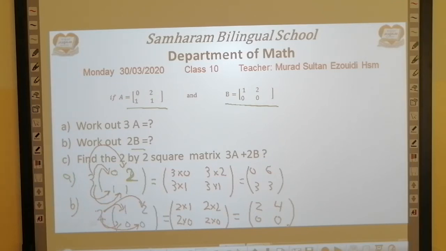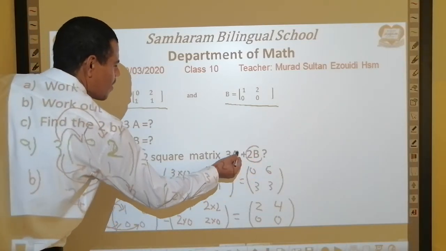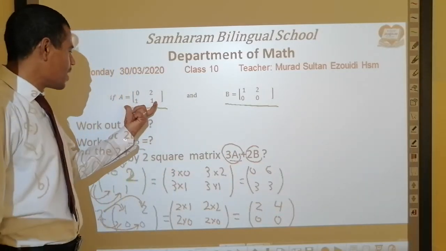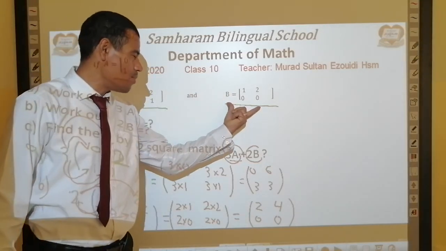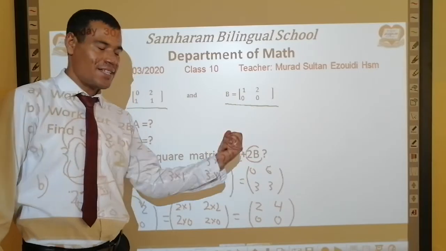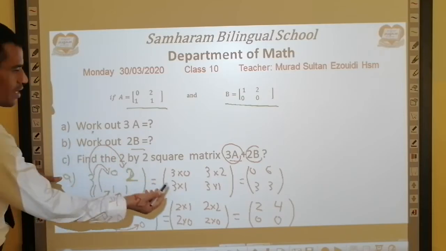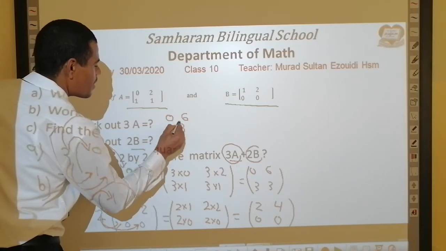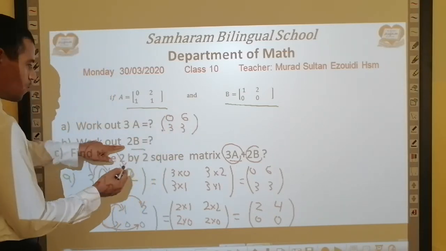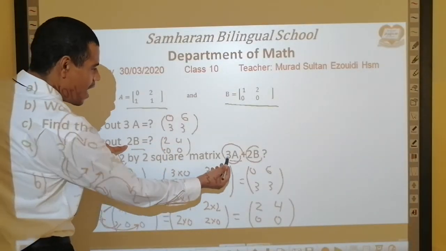Okay, now, find the 2 by 2 square matrix of 3a plus 2b. Means what? Means after multiplying the matrix A by scalar 3 and multiplying the matrix B by scalar 2, we just add. What do you see here? 3a is what? This is 3a, my kids. 3a is 0, 6, 3, 3, isn't it? This is 3a. And 2b is 2, 4, 0, 0. Okay, I will just add this to that.